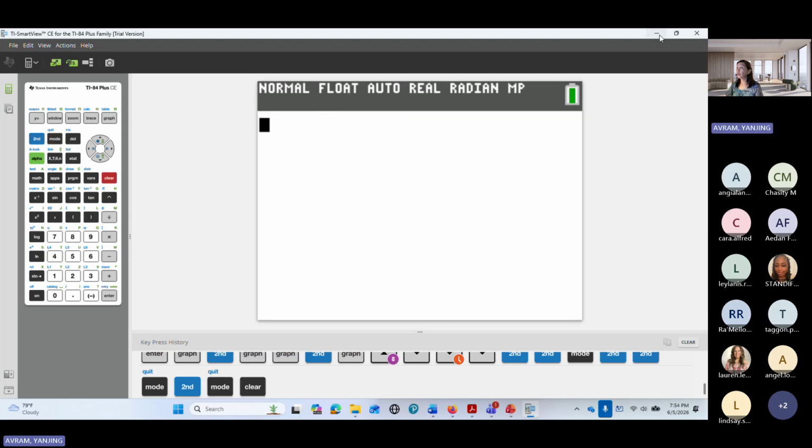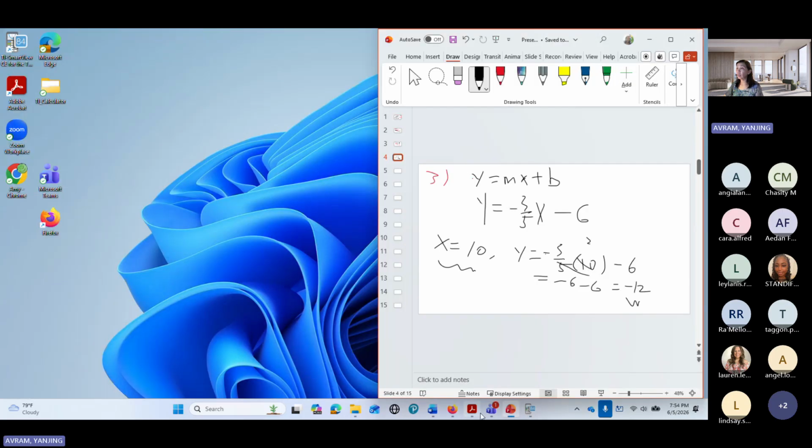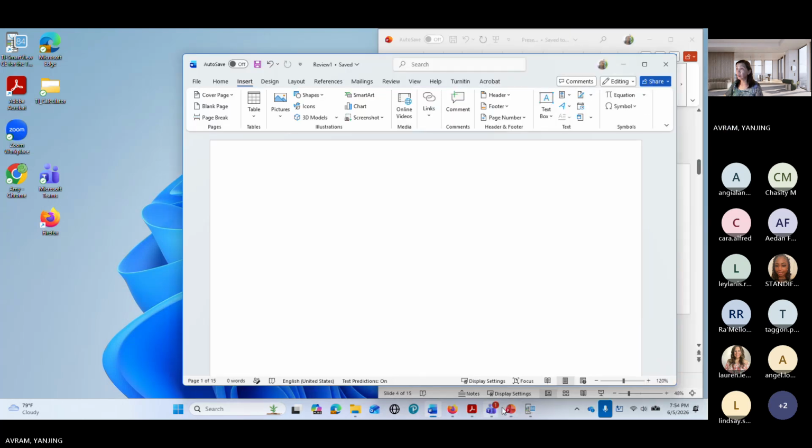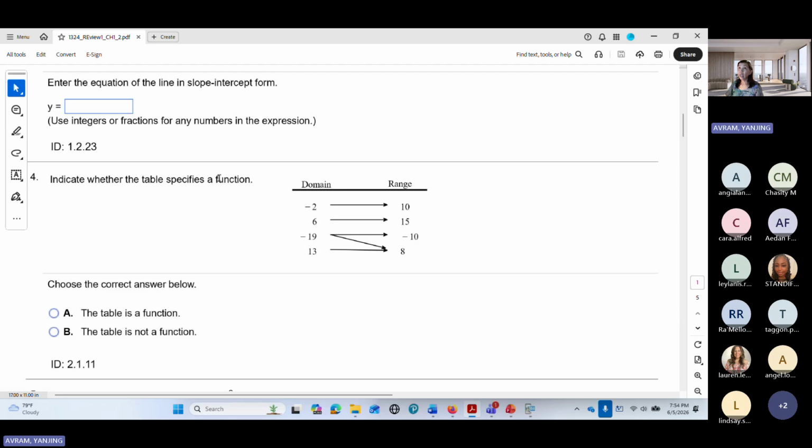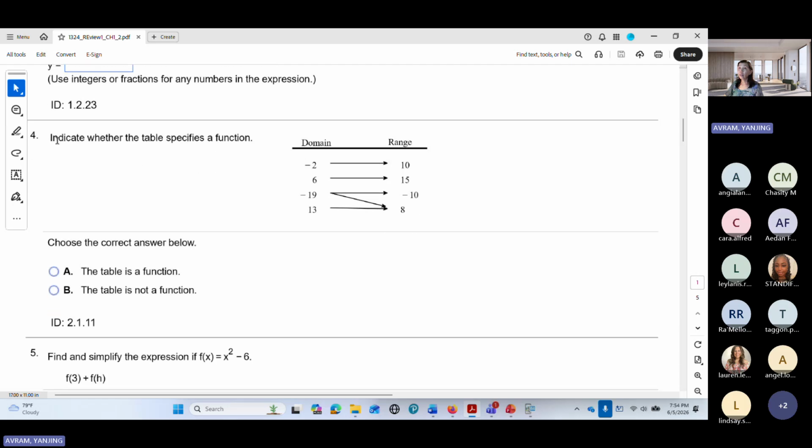Okay, so that's showing you a little bit of graphing calculator, which is pretty helpful. Okay, so that is the slope intercept. And we want to indicate, so chapter 2 is about functions. So what qualifies to be a function in here?